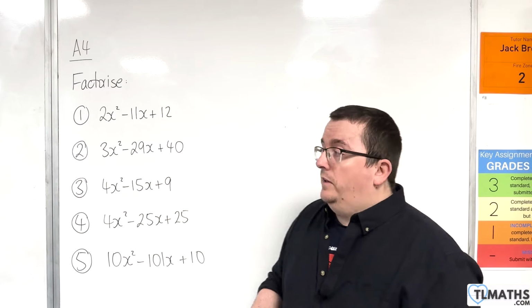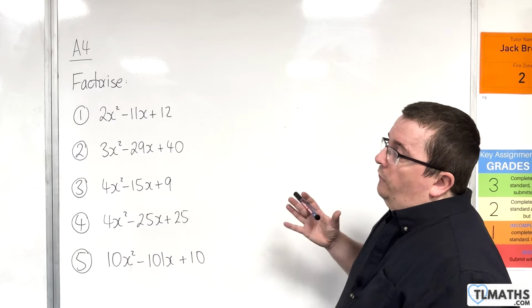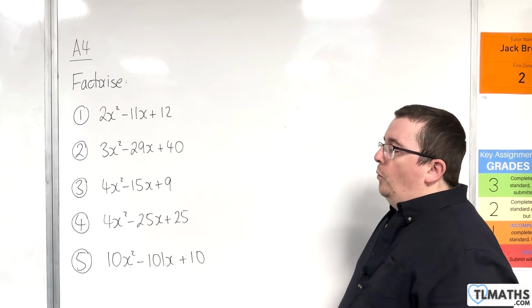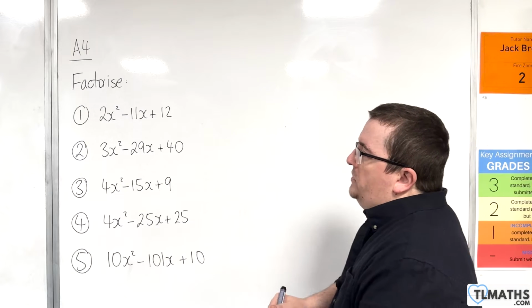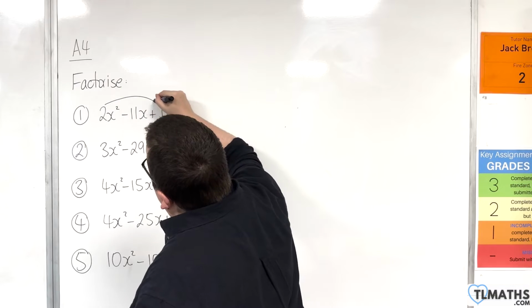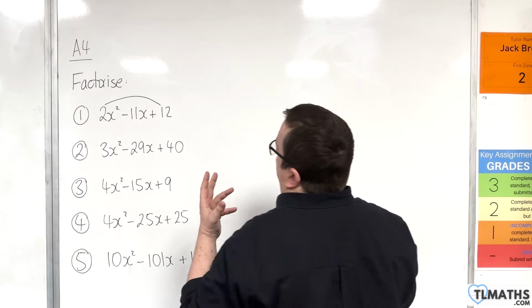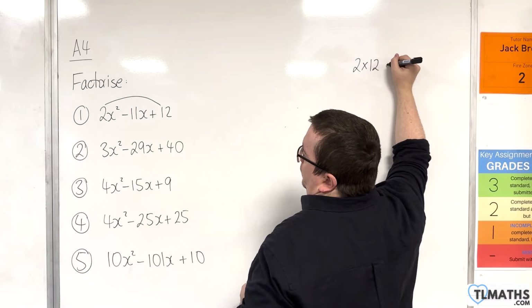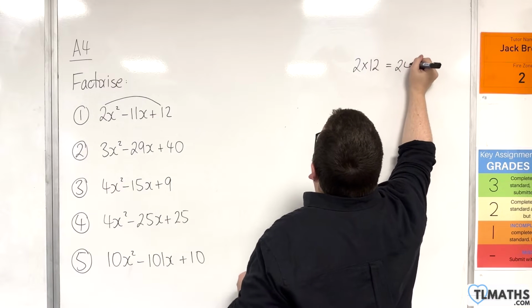So in this video we're going to go through 5 more examples of factorising quadratic expressions where the coefficient of x squared is not 1. So with our first example we've got 2x squared take away 11x plus 12. I'm going to multiply the 2 by the 12 first, as we have been doing in the example videos we've done so far. So 2 times 12 is 24.